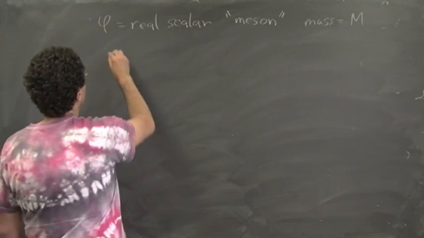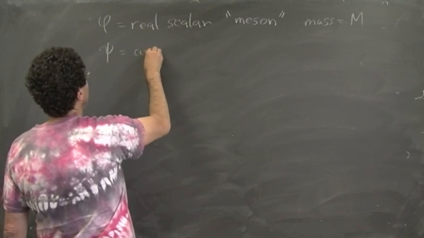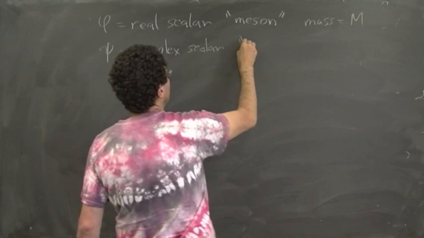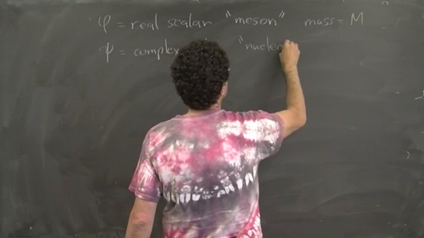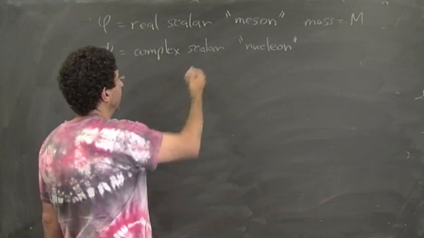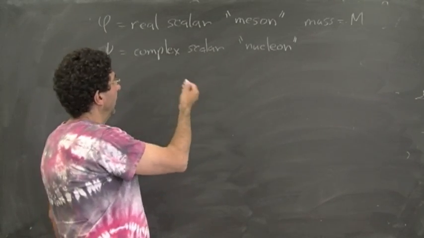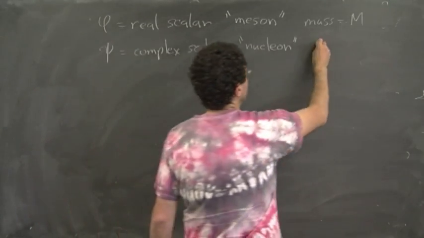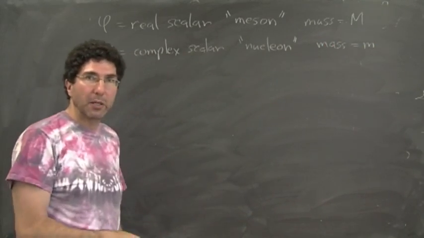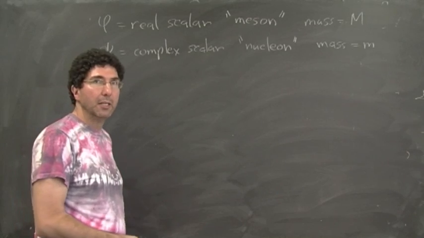And then we'll also have ψ, which is a complex scalar, okay? And we'll call that a nucleon. In the real world, nucleons are fermions, but in our toy world, they are scalars, okay? And it's a complex scalar. First of all, let me say this has mass, which I'll call little m. So these two different kinds of particles have different masses, okay?